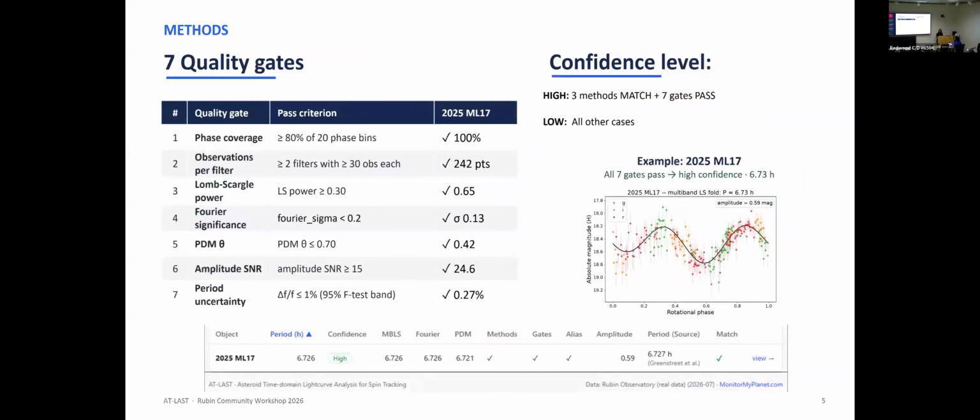From there, I narrowed it down to about 1,200 asteroids. Next, I used quality gates. To have a reliable rotation period, I needed good phase coverage of about 80%. I needed the signal to be significant in all 3 methods. I also needed the amplitude signal to noise ratio to be significant, which meant that the amplitude had to rise way beyond the error bars. And finally, the period had to be well constrained. In the case of ML17, it had very good phase coverage, and the signal was dominant across all 3 methods and had a very high signal to noise ratio, which is why my model classified this as high confidence.